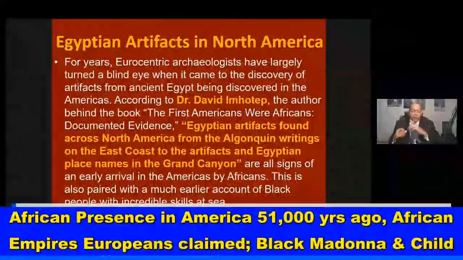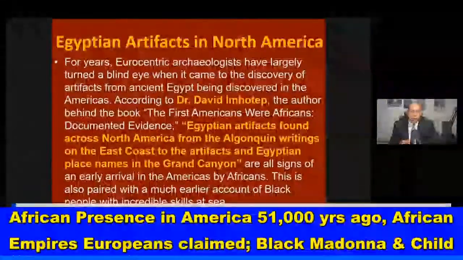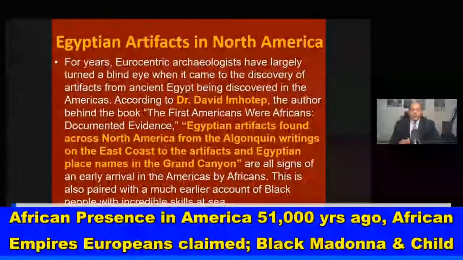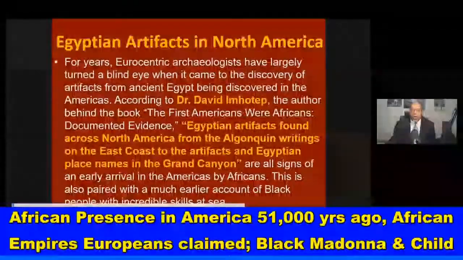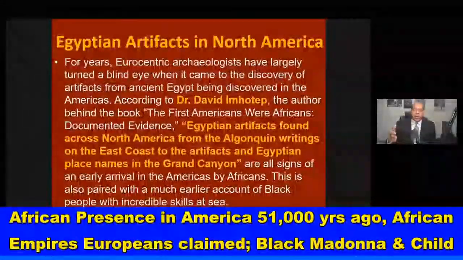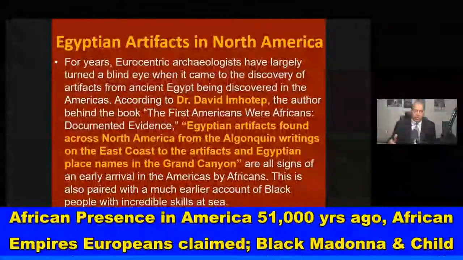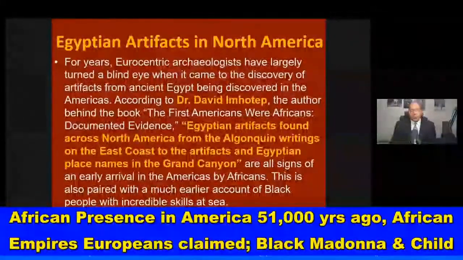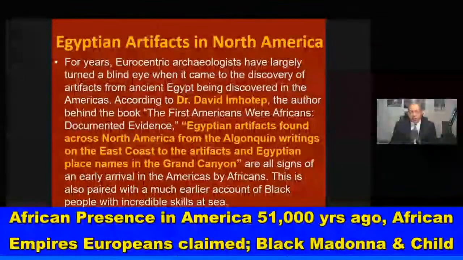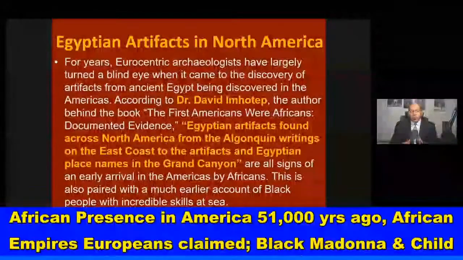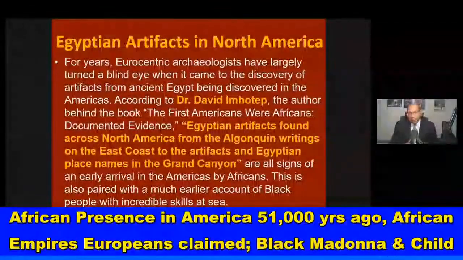According to my friend, Dr. David Imhotep, the author of the book, The First Americans Were Africans, Documented Evidence, quote, Egyptian artifacts found across North America, from the Algonquin writings on the East Coast to the artifacts and Egyptian place names in the Grand Canyon, end quote, are all signs of an early arrival in the Americas by Africans.